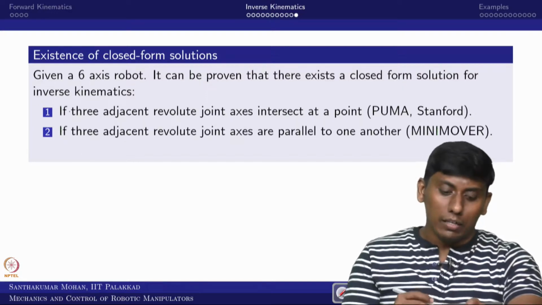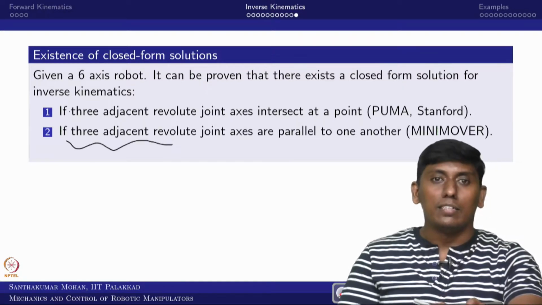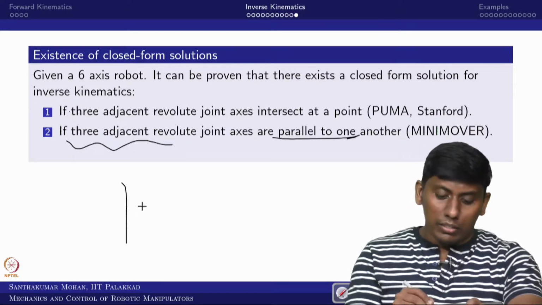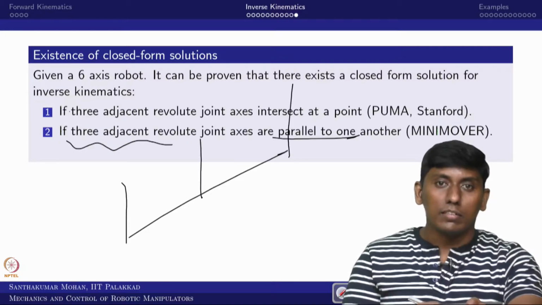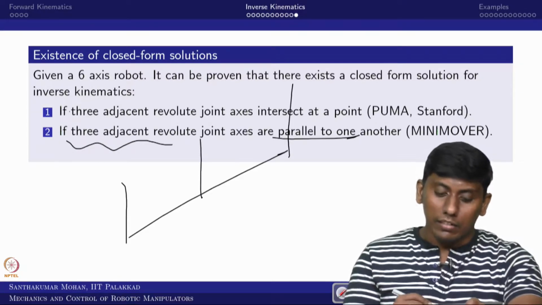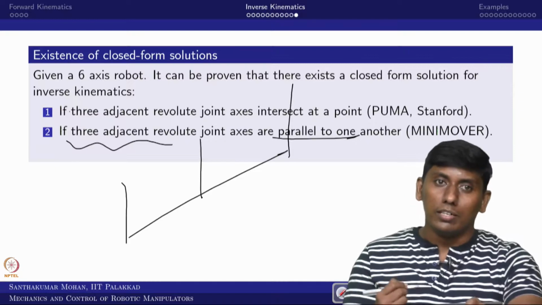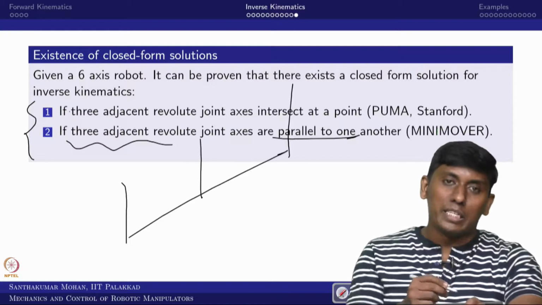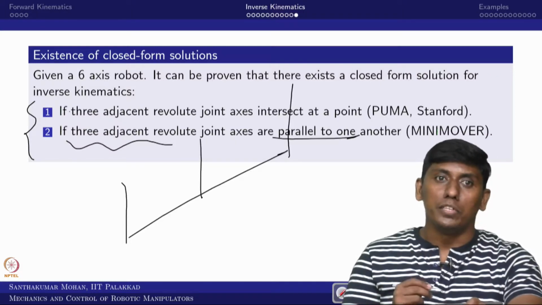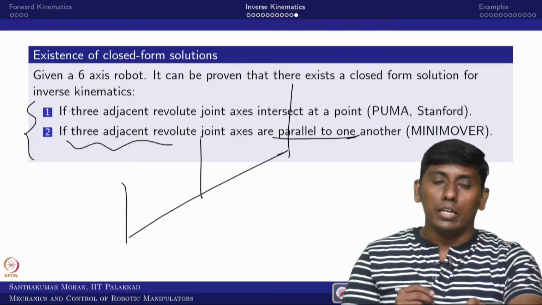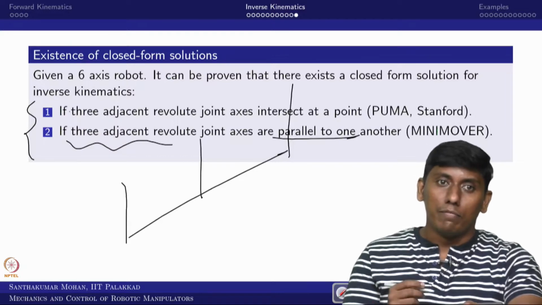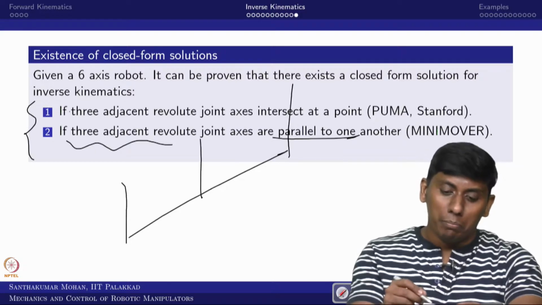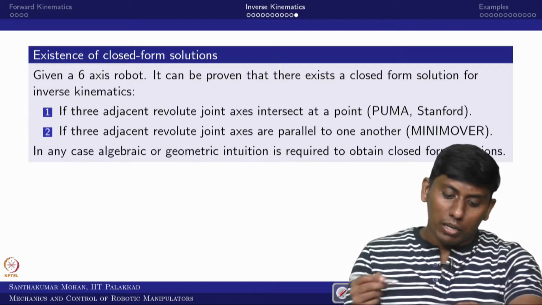So what is the other possibility? Either this or that. Three adjacent revolute joint axes are parallel to each other. So these 3 adjacent axes are parallel, then also the solution exists. So the necessary condition is that it is supposed to be a 6 axis robot and the given point supposed to be within the workspace. And that one of these conditions should be fulfilled is the sufficient condition. So that is what we are seeing.